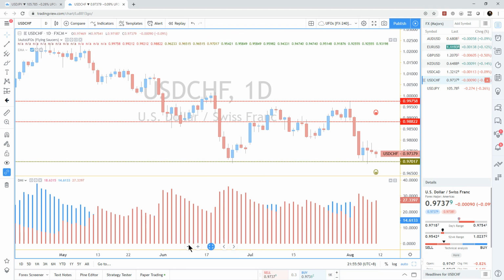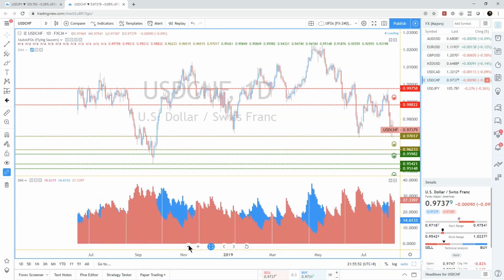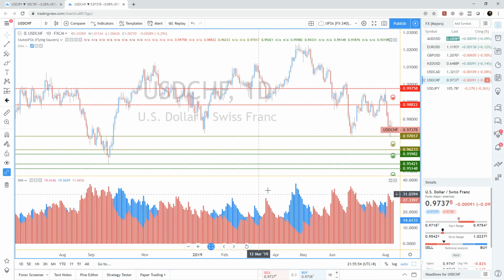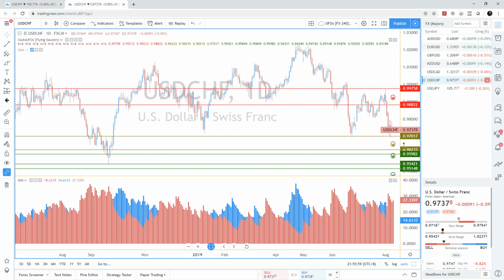And what do we have when looking at the daily? Well, when looking at the daily, we have 97.1. It's the current UFO, and it's olive color, which means that it's still a UFO to be taken into consideration.